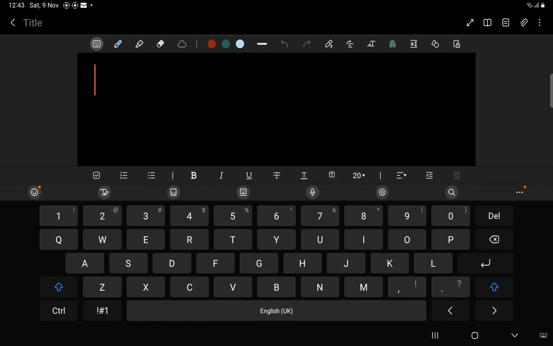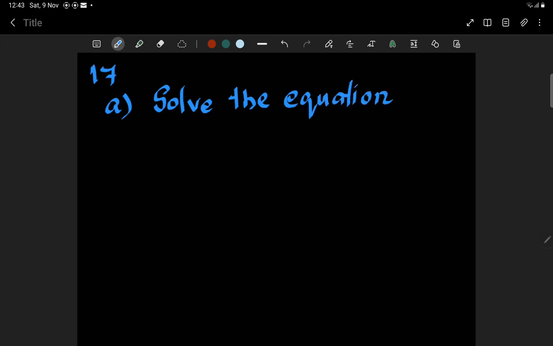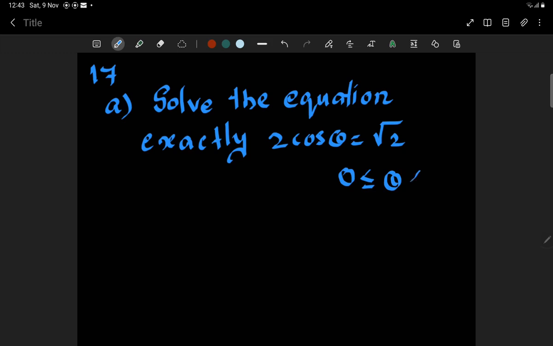Hi students, today we are going to study 2 questions, that is question number 17a. Okay, question number 17a. The question is: solve the equation exactly, 2 cos theta is equal to root 2, where theta lies between 0 less than or equal to theta less than 2 pi. Okay, this is the question.